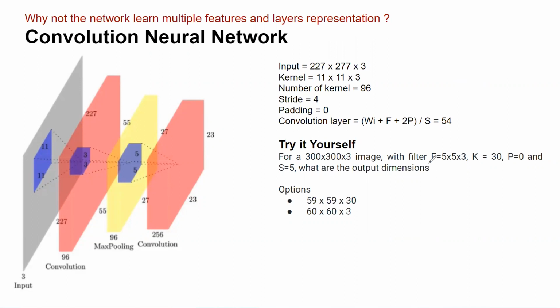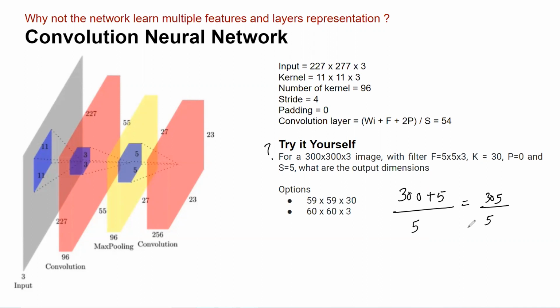Can you try for this one? Let's try for this one. 300. What is my F here? 5. Am I applying padding here? No. So padding is 0, divided by 5. 305 divided by 61. That is 61.